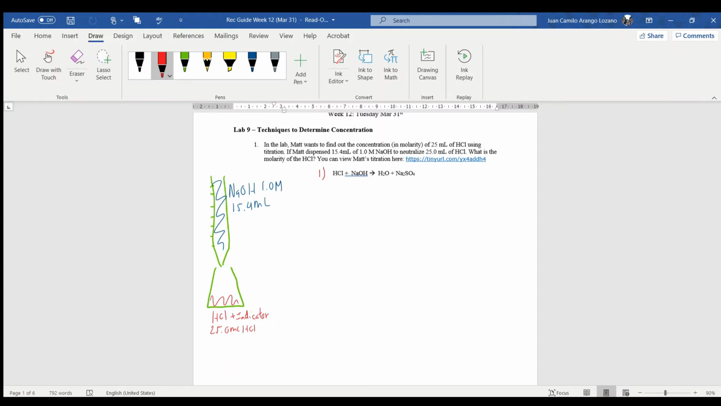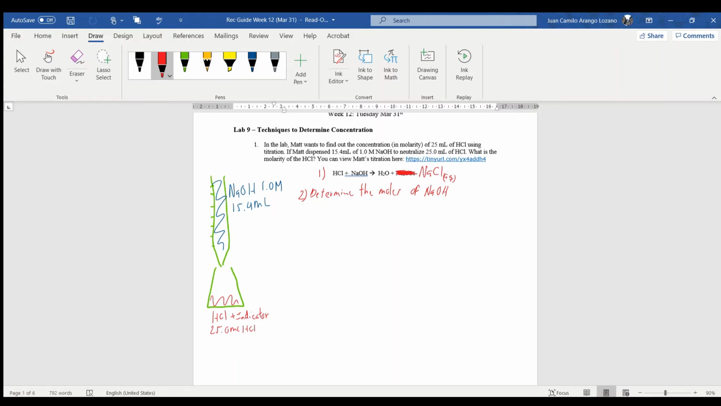A few corrections in here. This is not one of the products of this reaction. Don't get confused by that. And this is going to be the last product you will get in the end from this reaction. Okay, moving forward, the second step is going to be to determine the moles of sodium hydroxide.